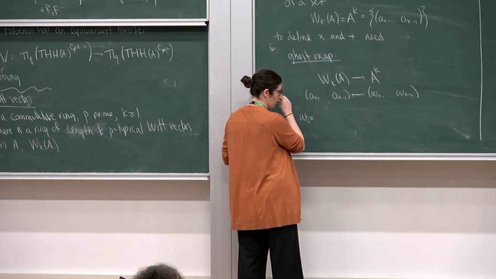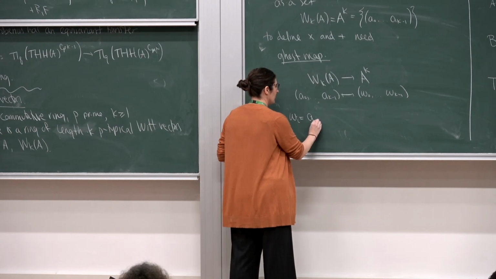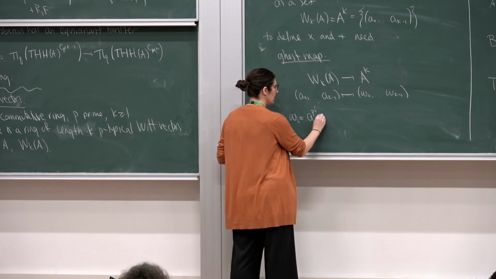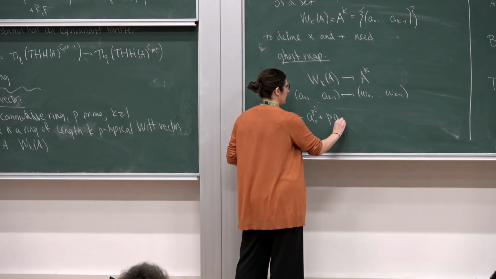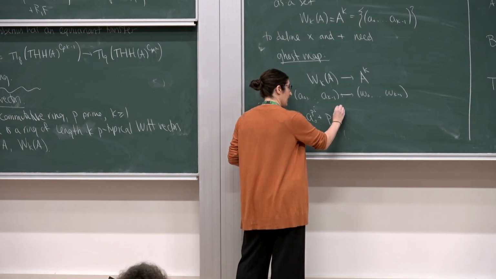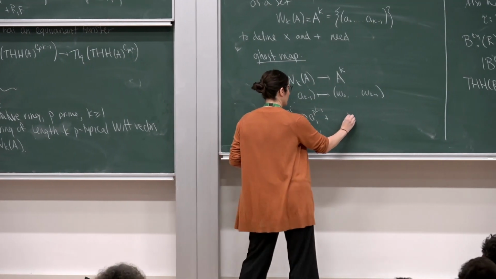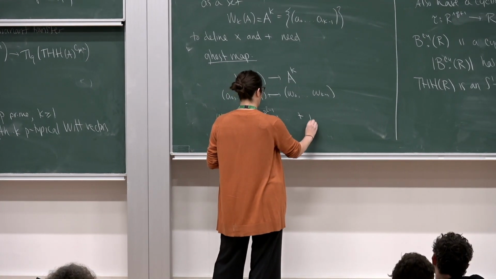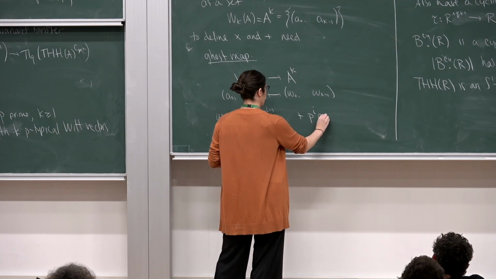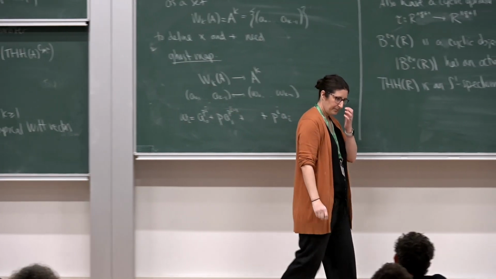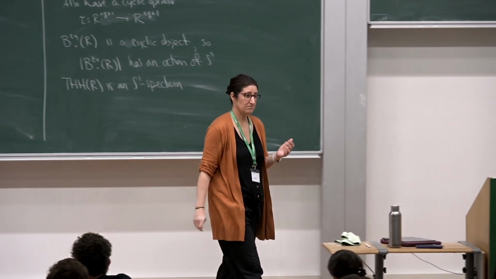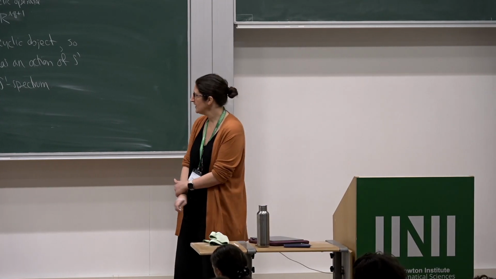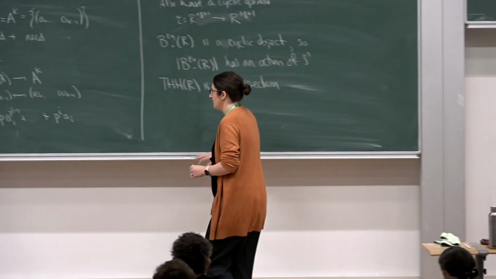The ith ghost coordinate is A0 to the p to the ith power plus p A1 to the p to the i minus 1, and so on until at the end, what do we get? p to the i A_i. Okay, so we have this ghost map. And what does the ghost map do for us?